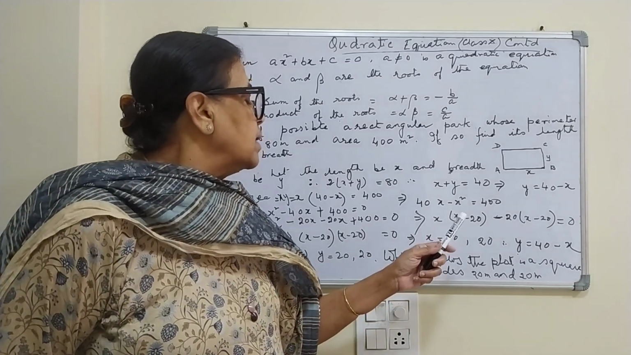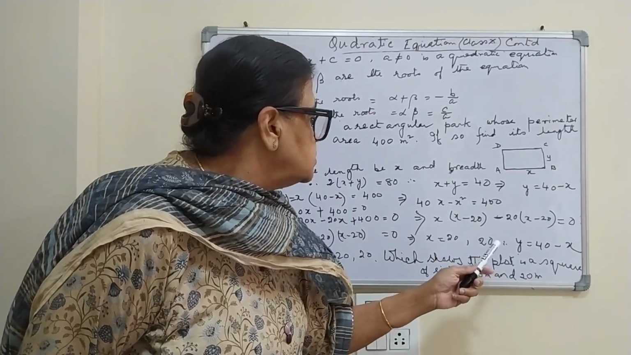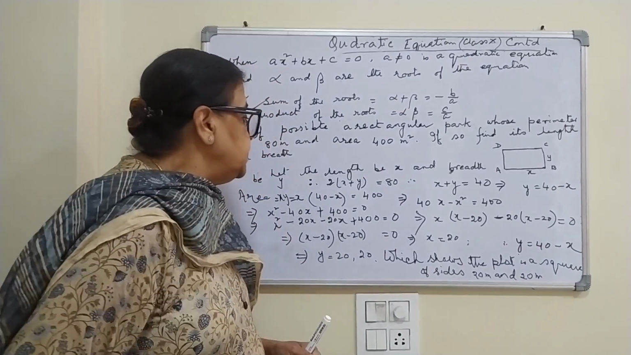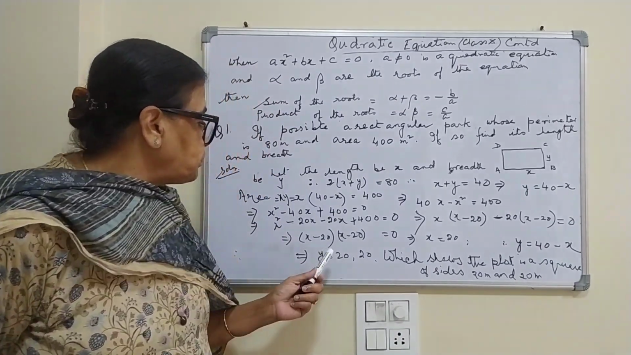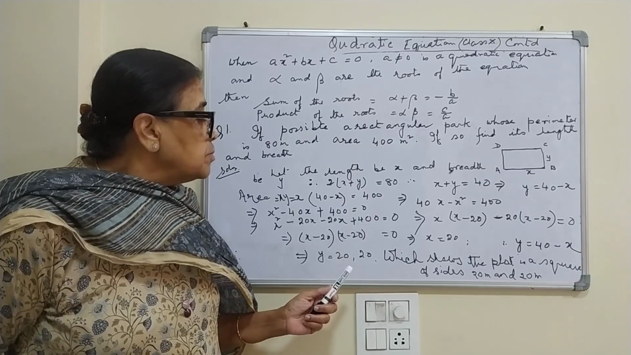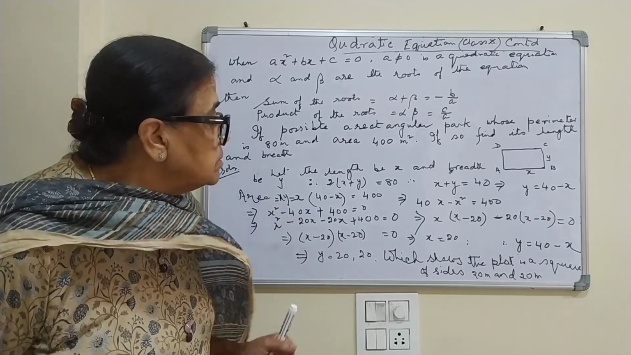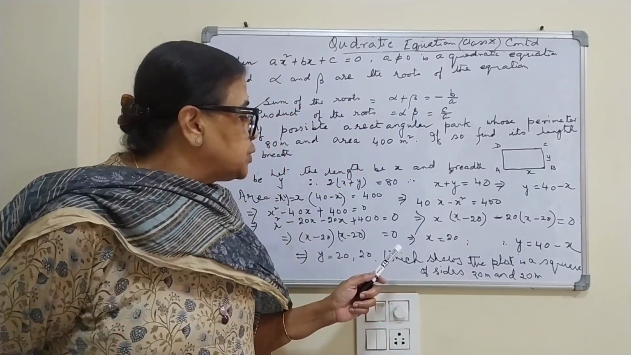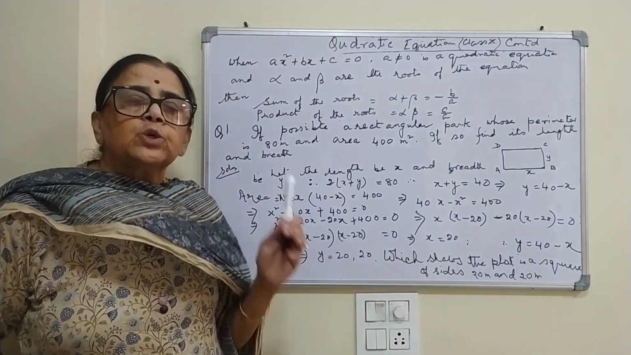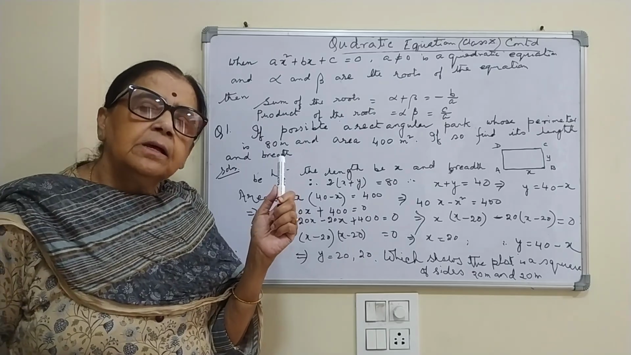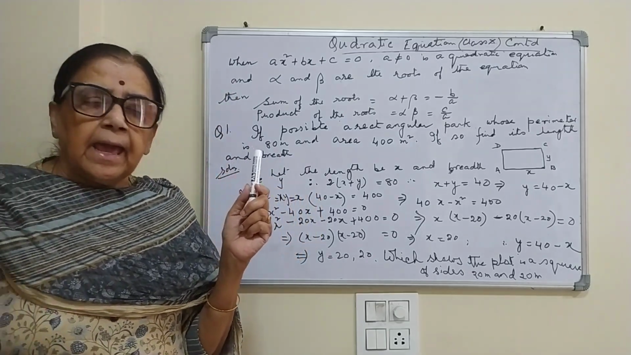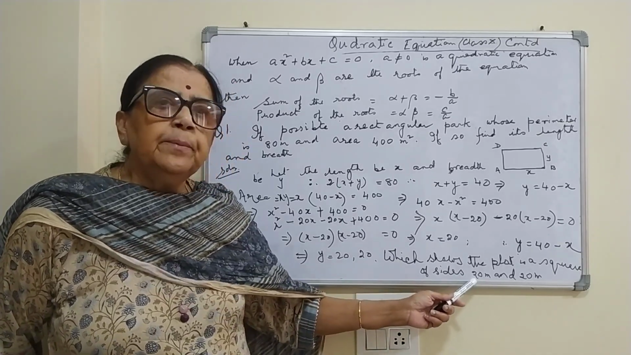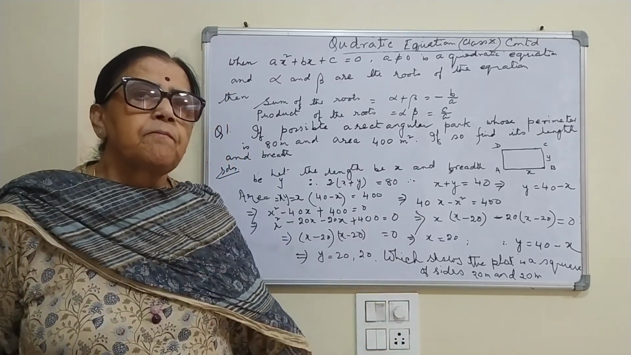Then y is equal to 20. So this shows the plot is a square of sides 20 meter and 20 meter. But a square is also a rectangle. So the dimensions are 20 meter and 20 meter.